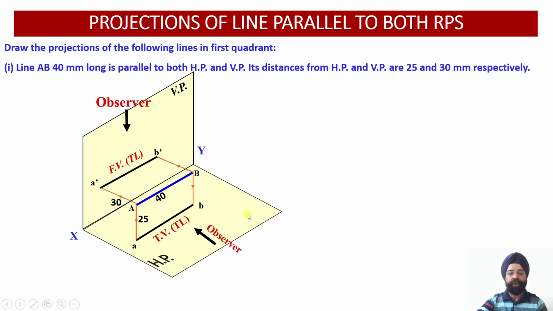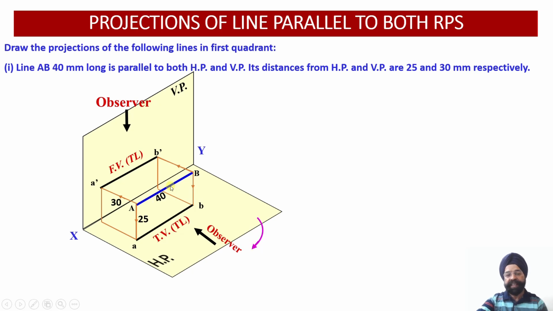I want to draw it onto my drawing sheet, which is a 2D sheet, a single plane. So I have to rotate this horizontal plane clockwise downward. These are the projector lines which I have drawn to show you the interrelationship between projections: a dash and a will fall in one vertical line. Similarly, the projections of B will also fall in one vertical line. So now I need to rotate my horizontal plane clockwise downwards.